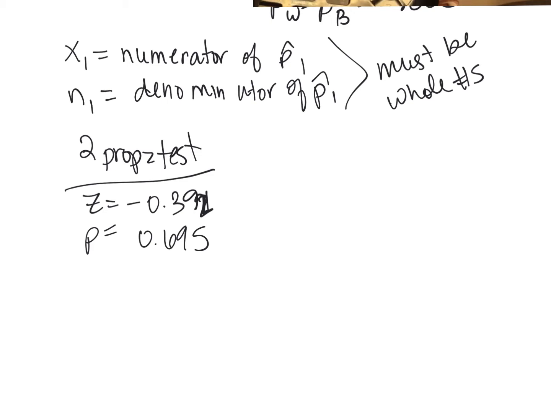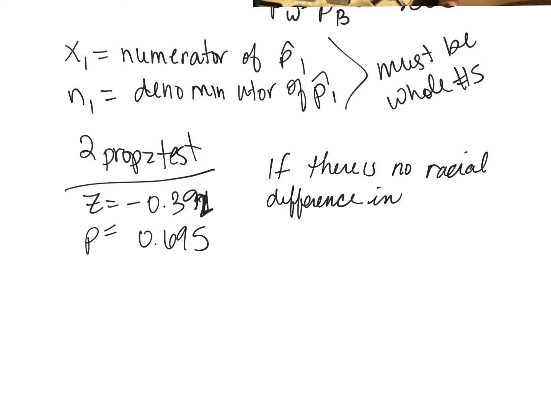Okay. And then we can interpret our p-value. If there is no racial difference in multiple births... So as far as finding the p-value after you do normal CDF and you times it by 2, you're only doing that when it's not equal to? Correct, we only multiply the p-value by 2 when it's a not equal to alternative hypothesis.